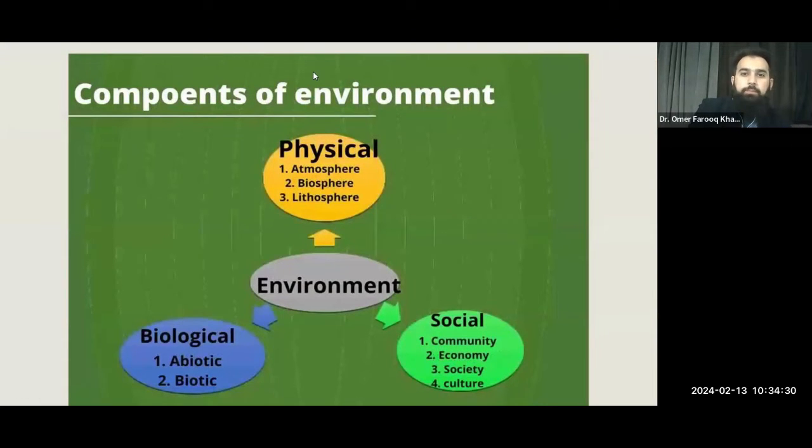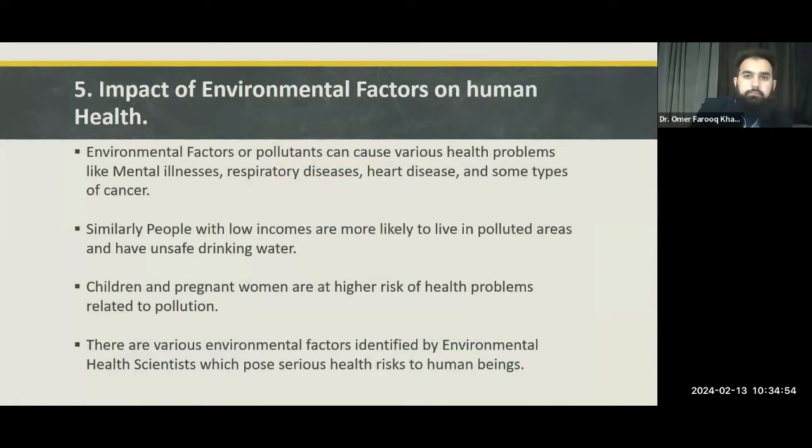So there is a diagram about the components of the environment. There are physical components like atmosphere, biosphere, and lithosphere, and then there are social components, as we already talked about: community, economy of the country, society, cultural norms, religion, education, political organization, etc. And then there are biological factors, such as abiotic or biotic. So now we come to the main subject of today's class, which is the impact of environmental factors on human health.